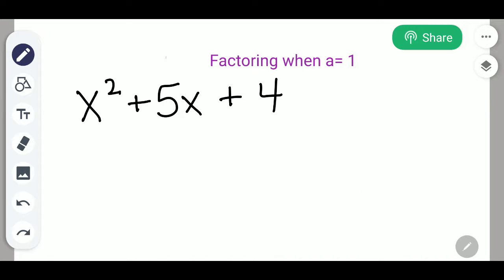Okay, so yesterday in class we talked about factoring. So here's kind of a recap on factoring. We discussed that the number out front here is our A value. In this case, A equals 1. So we're factoring when A equals 1.